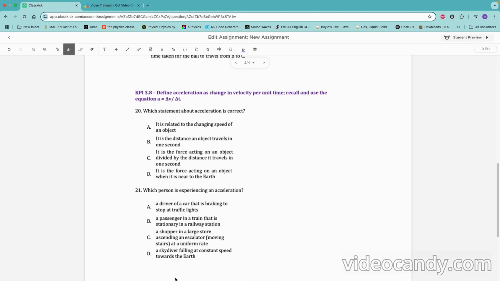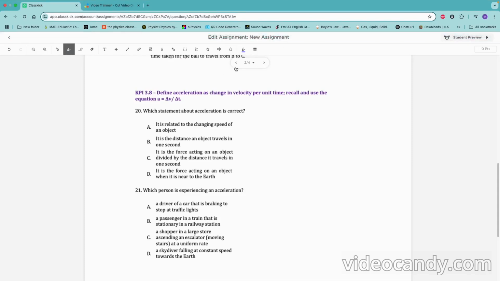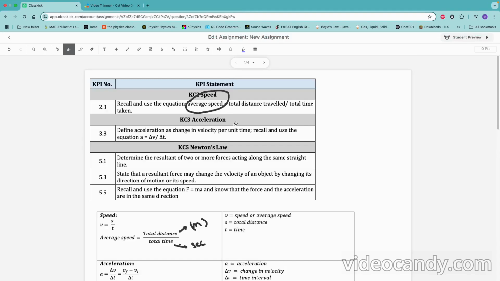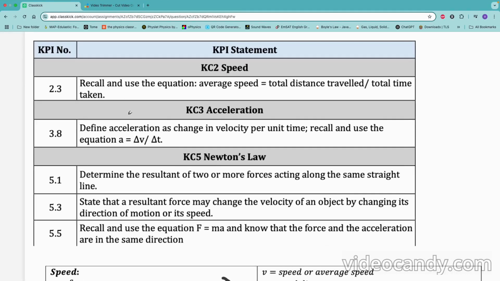Next question. Now reaching question 20, obviously it talks about acceleration. This means that we have started with topic 3 that talks about acceleration. Going back to KPI, what exactly we need to understand about this lesson, just also define the meaning of acceleration and recall the use of equation.